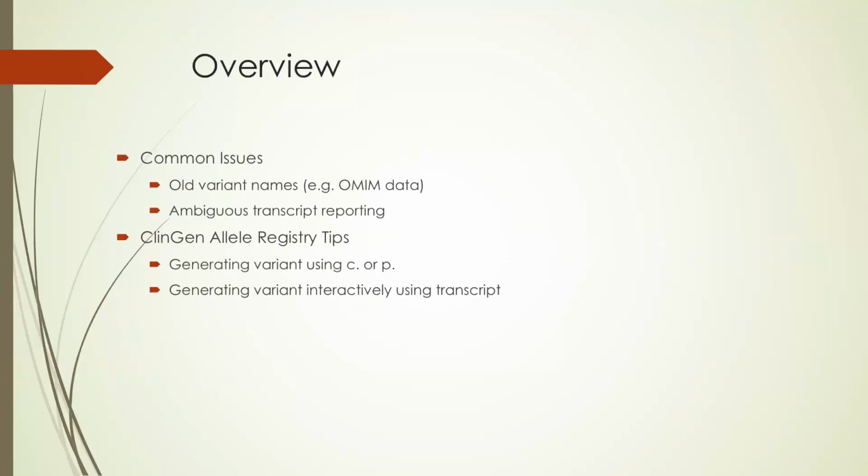But then some of the other issues that we run across is that no transcript is reported in the paper, and I know that was a question earlier, so hopefully I'll be able to help with that. The allele registry is very useful in this endeavor because they can map the variant using just a c. or a p. and show you all the different transcript impacts that you might have. And then they also have a tool where you can interactively generate a variant using one of the transcripts that they have in a window, and I'll show that as well.